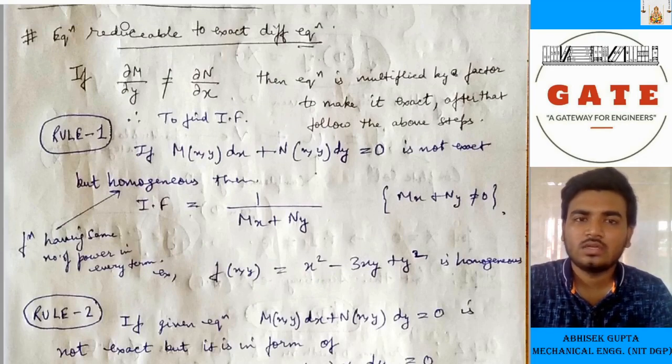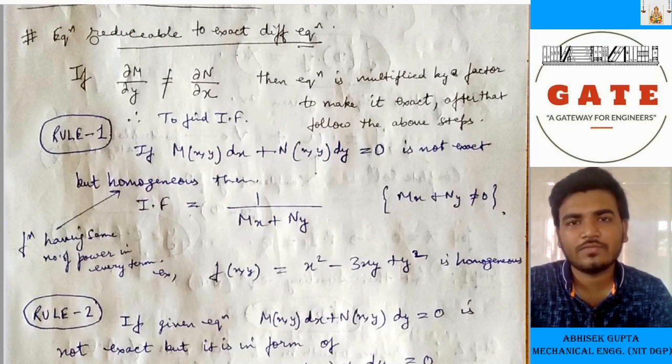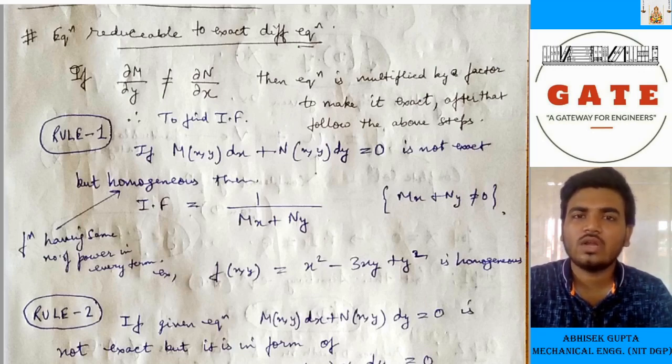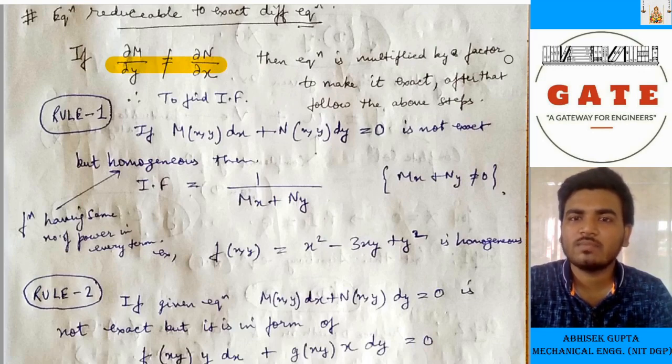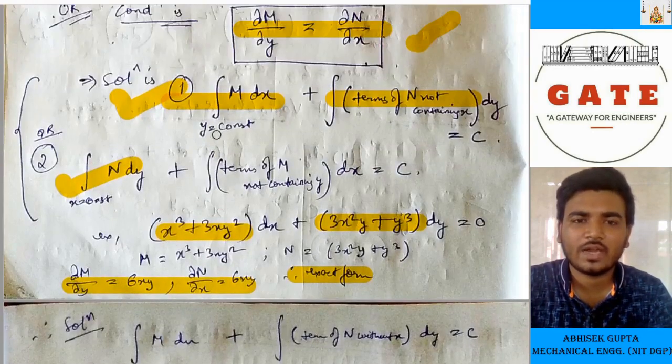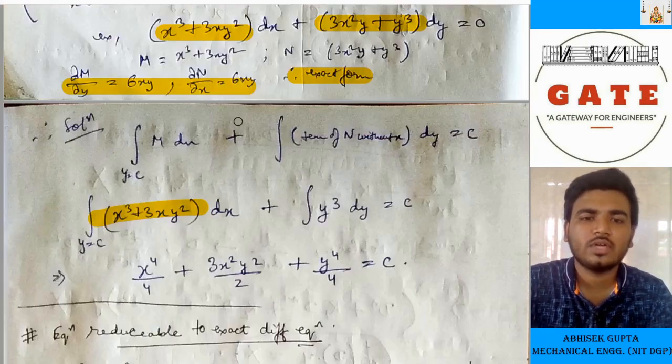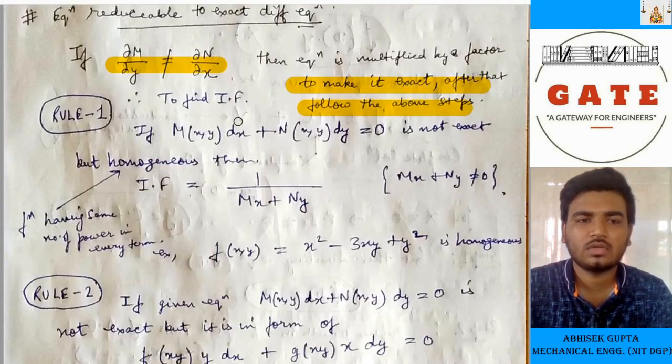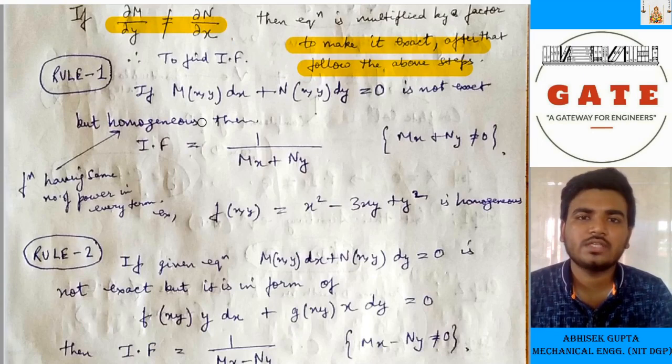Now there are times when the equations given are not exact, but we have to convert or reduce them to an exact differential equation. So what to do? If del M upon del y is not equal to del N upon del x, then the equation is multiplied by a factor to make it exact. After multiplying by the factor, follow the above steps. This factor is called the integrating factor in some cases.